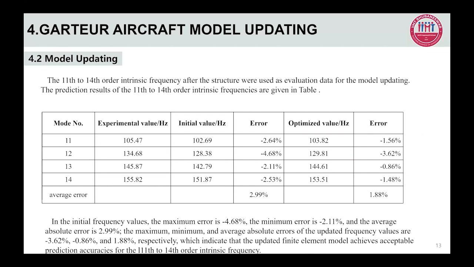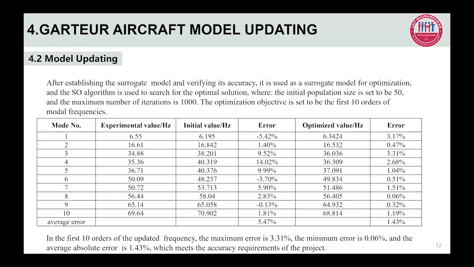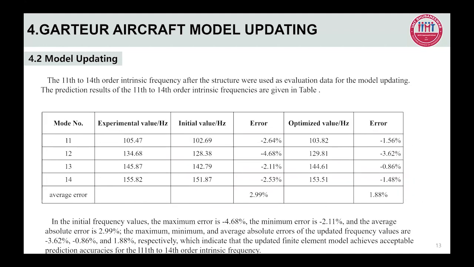In the first 10 orders of the updated frequency, the maximum error is 3.31%. The minimal error is 0.06%, and the average absolute error is 1.43%, which meets the accuracy requirements of the project.